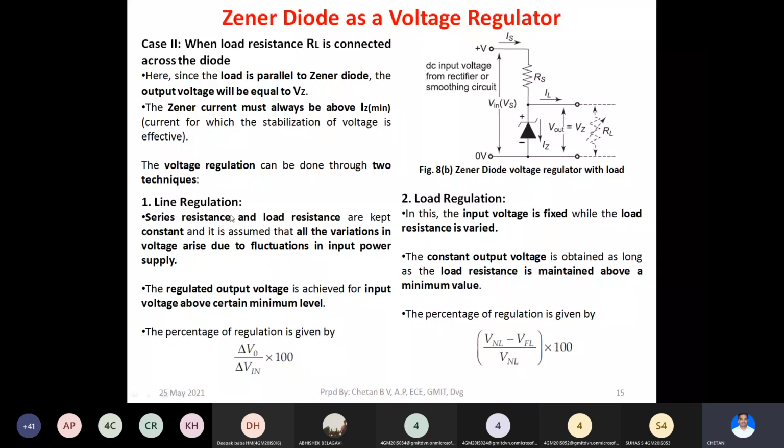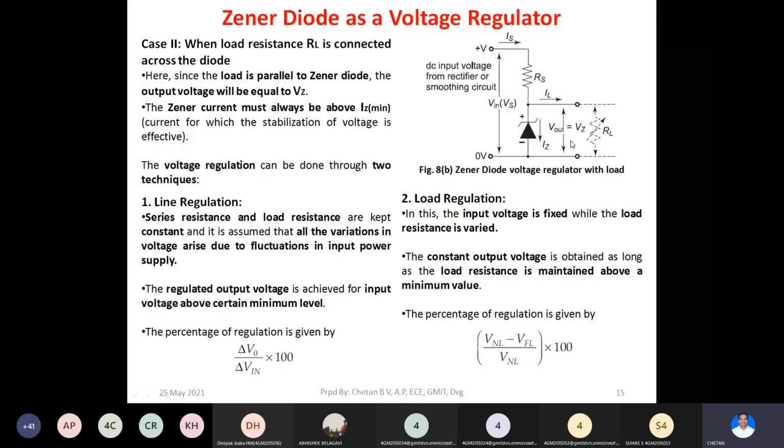Line regulation means here there is variation in this voltage Vin, or the supply voltage. This variation may be due to fluctuations, or you may vary the input voltage, provided that Rs and RL are constant. That is what is line regulation. So in line regulation, the resistances Rs and RL will be constant. Only there would be variation or fluctuations in Vin. So under this condition, how does this Zener diode provide constant output voltage Vout, which is equal to Vz? How will it do this task?